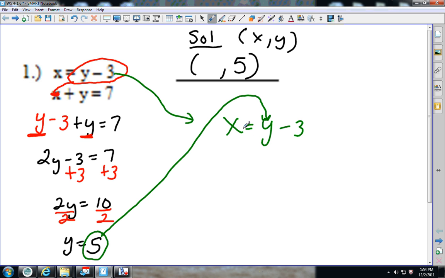On the second step, I've got a video that talks about how to do the second step individually, so you can find that on YouTube as well. So instead of y, I'm going to write 5 minus 3. I get x equals 2. Okay, so my solution is 2, 5.